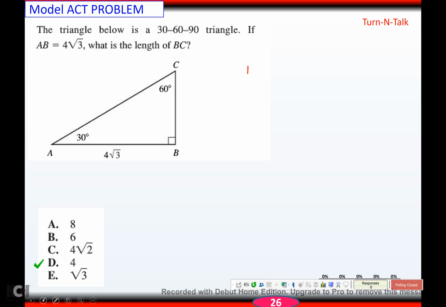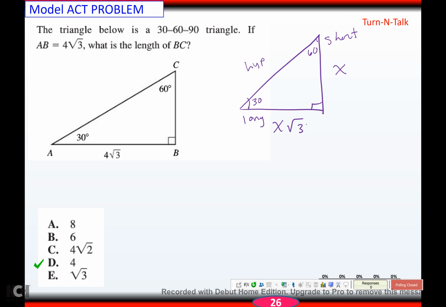Alright, the triangle below is a 30, 60, 90 right triangle. Draw one to the side. I hope you're seeing how often they put these 30, 60, 90s and the 45, 45, 90s. Alright, your 60-degree angle is next to your short side. Your 30-degree angle is next to your long side. And then, of course, over here is your hypotenuse. On a 30, 60, 90, whatever the short leg is, the long one will be that times the square root of 3. And the hypotenuse will be double that.